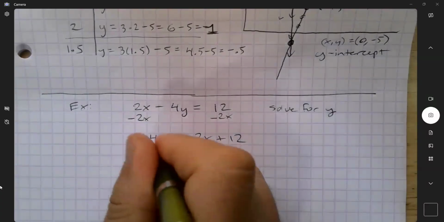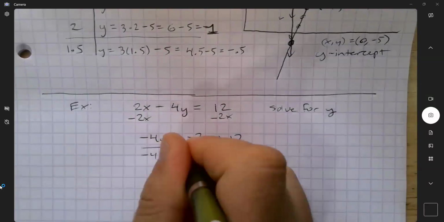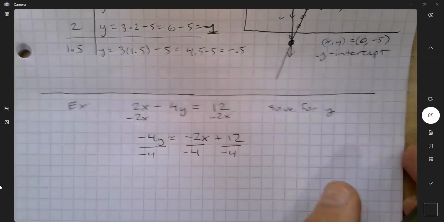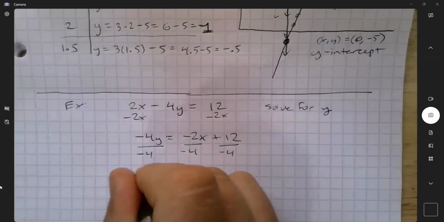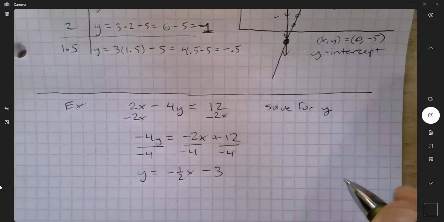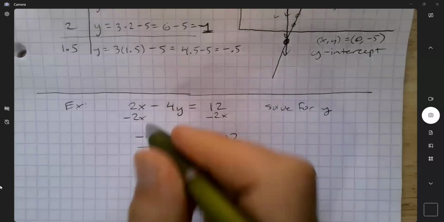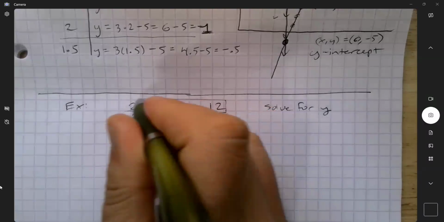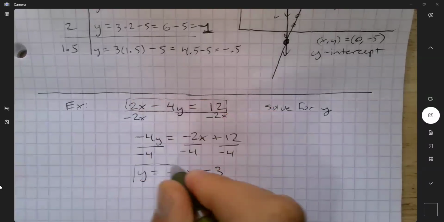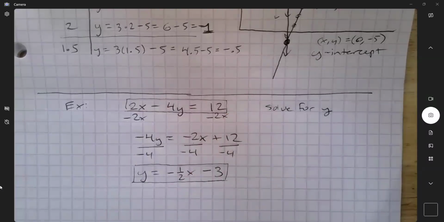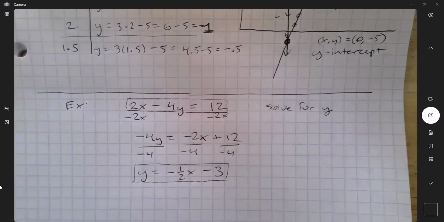And then let's isolate the y by dividing both sides by negative 4. And we have to divide all these terms by negative 4. And we get y equals negative 1/2 x minus 3. So this initial equation, 2x minus 4y equals 12, describes the exact same line that y equals negative 1/2 x minus 3 describes.